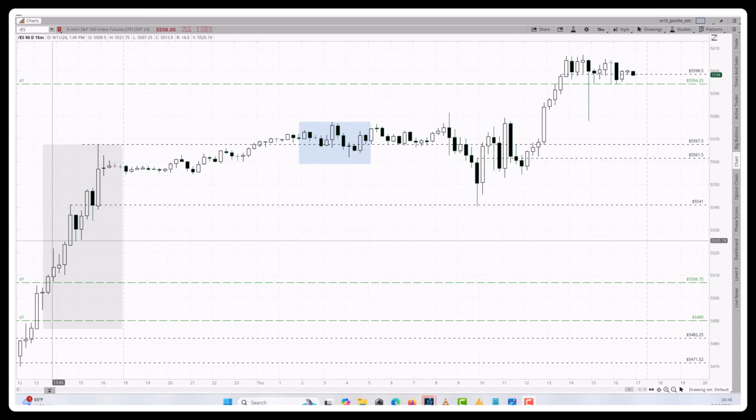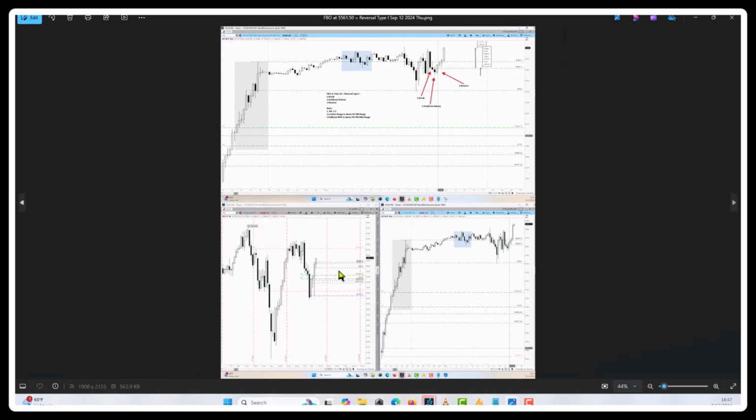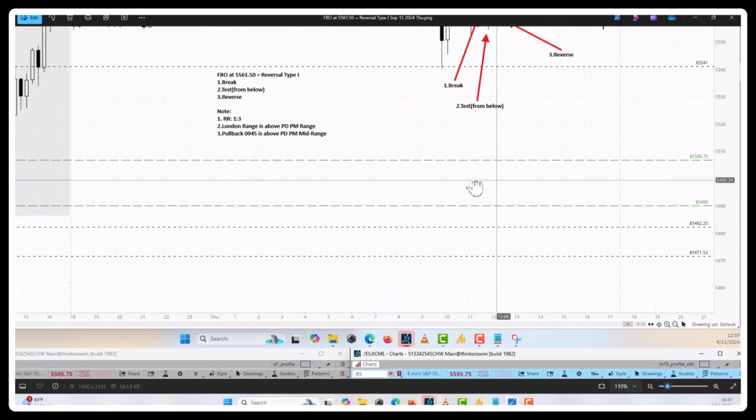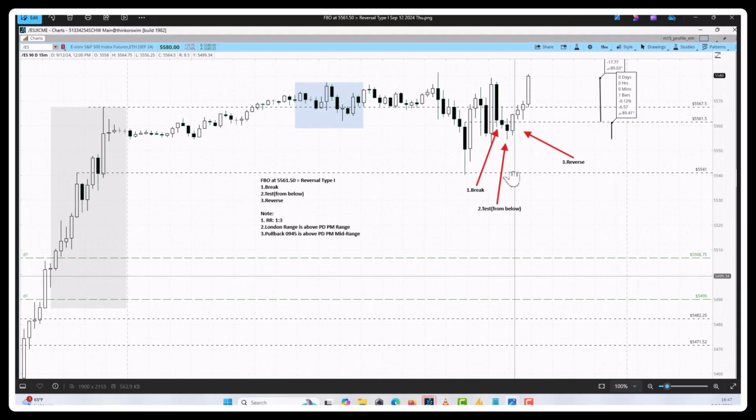We made this setup. As soon as we missed it, we took a screenshot. Let's see what our write-up says. So it's right here. Okay, right here we took the screenshot. Very beautiful setup. We have a 1 to 3 risk reward ratio right there. We reach about 6 points, and you get about 17. It would target the buy side of the candle.